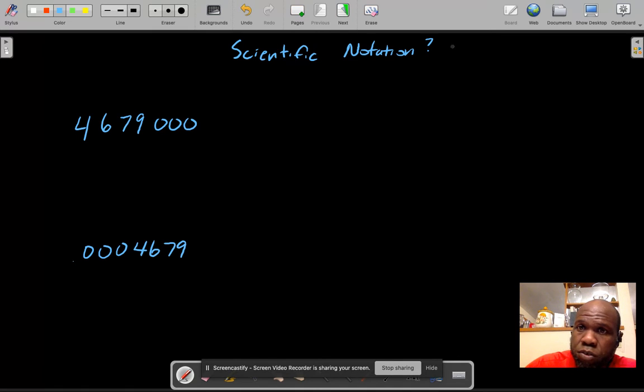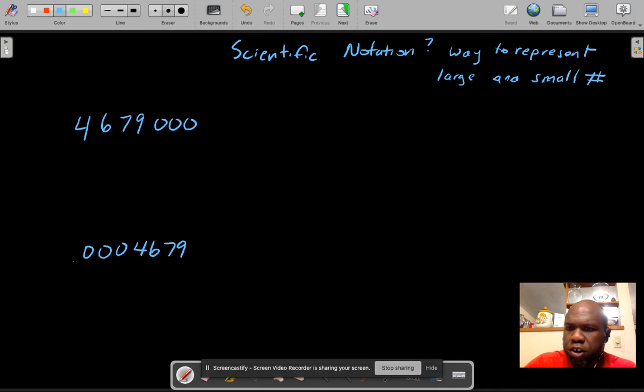Scientific notation is a way to represent large and small numbers. People may ask, why don't I just write the numbers themselves to make it easier? Well, sometimes scientific notation gives you an opportunity to write really huge numbers and really small numbers, and people can represent and understand them.